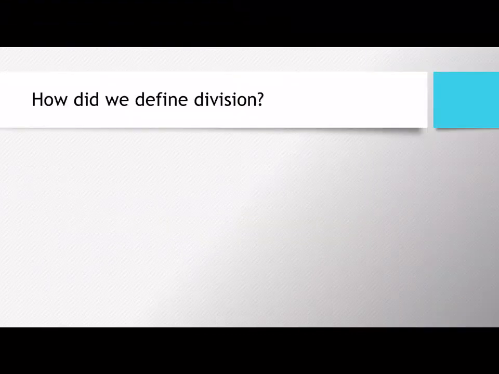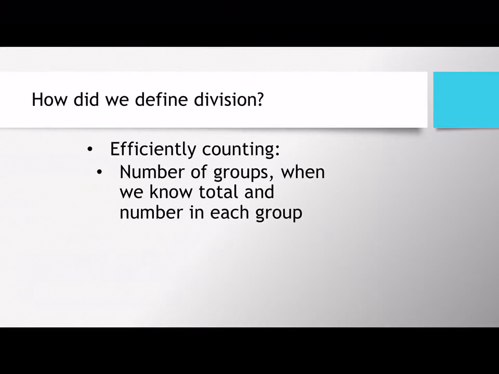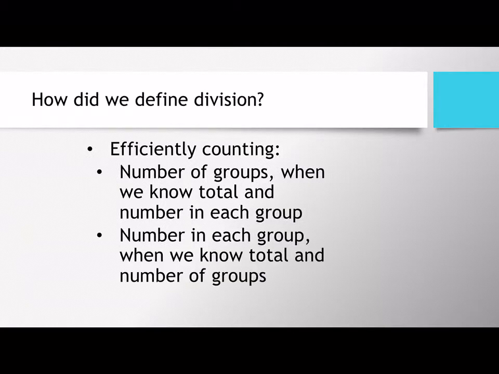So how do we define division? Well, we're using the efficiently counting idea. We're going to take a total and efficiently divide it up into groups. We want to know from a total what the number of groups are and the number in each group. We also want to know the number in each group when we know the total and the number of groups. So division is essentially putting objects into the same size groups. It's also the inverse of multiplication.